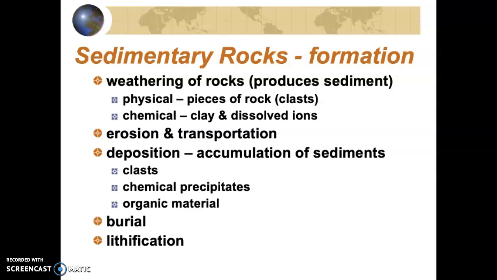Sedimentary rocks, how do they form? Well, first of all, we need some sediment in order to make our sedimentary rocks. So sediment is produced from the physical and chemical weathering of rocks. So this gives us pieces of rock.